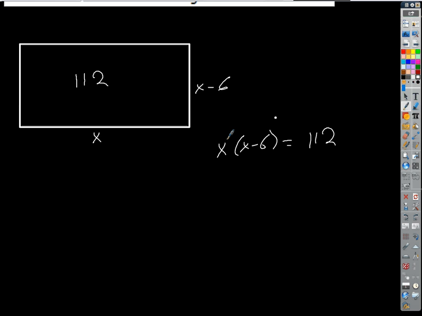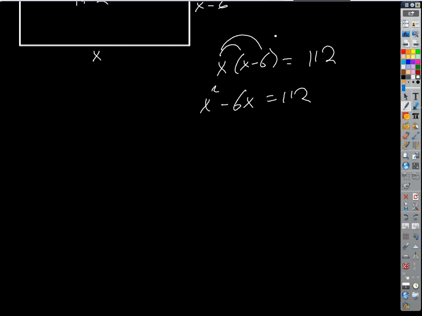When we distribute, we're setting this up from the rectangle that we built. Everything we did here was in geometry mode. Now we move into algebra mode and we're going to solve this thing. What do we do to solve it? We've got to simplify, right? So we're going to distribute the x. We get x squared minus 6x equals 112. Now what?